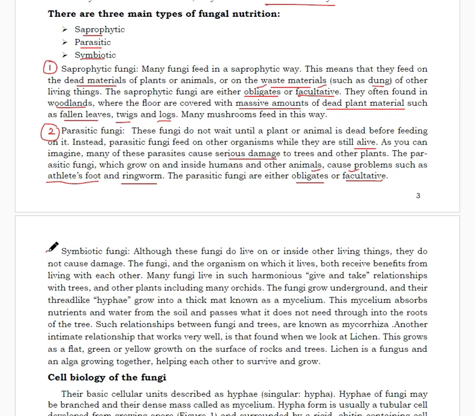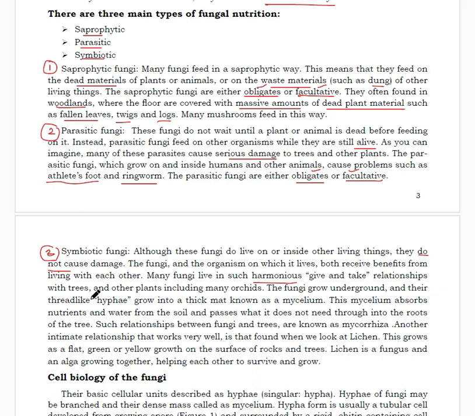The third type is symbiotic fungi, which you must have heard of, that live in a mutual relationship with other organisms. They live inside or on living beings, and they do not cause damage when they are in a symbiotic relationship. Okay, so both the host and the fungus benefit from each other. They live in a harmonious relationship where some will give and some will take, meaning both will give and take.